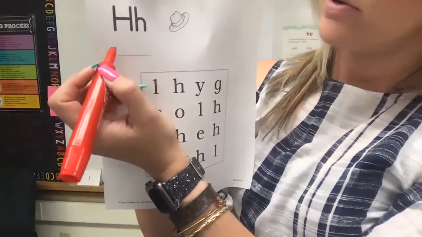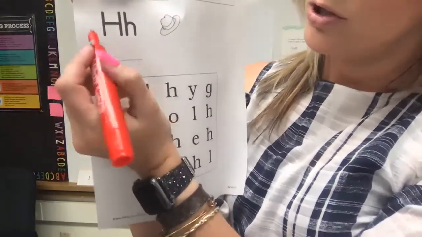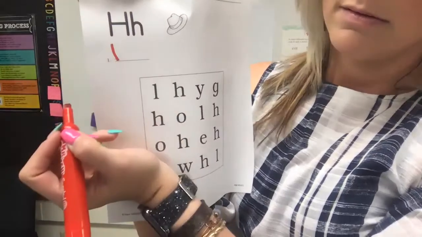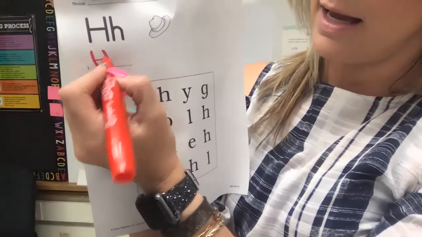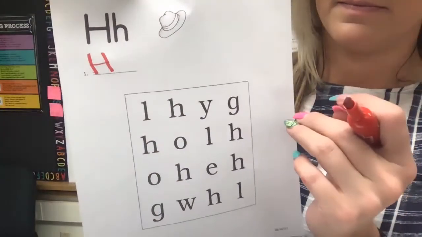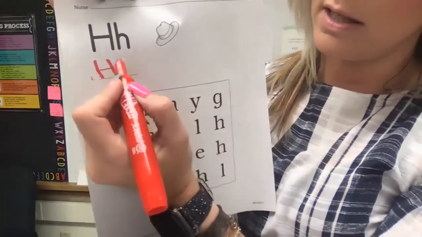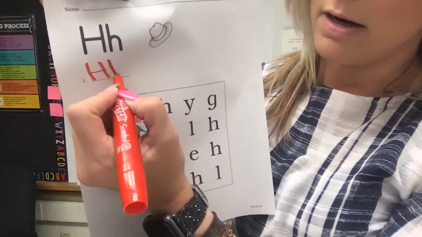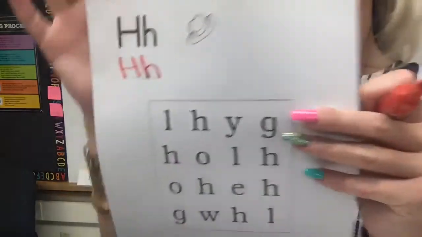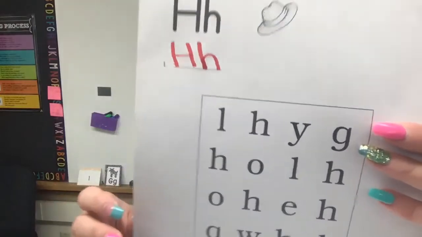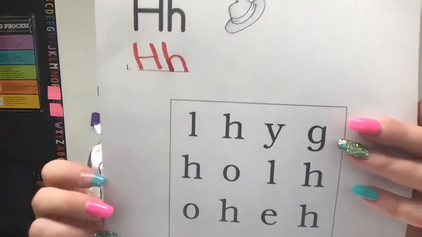For my capital H, I'm going to pull straight down, and connect it. For my lowercase h, it's a tall letter. I'm going to start at the top. I'm going to pull straight down, back up, curve around, and down. Now remember, we don't have to be perfect at this. We're doing it for the very first time, so we're just doing the best we can.